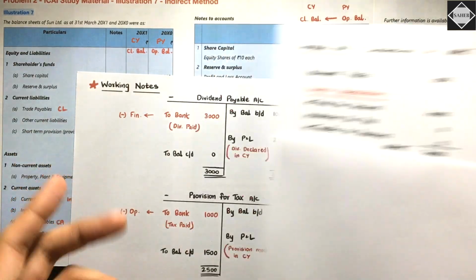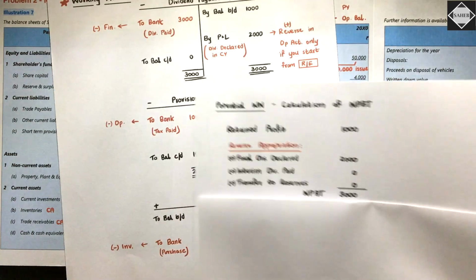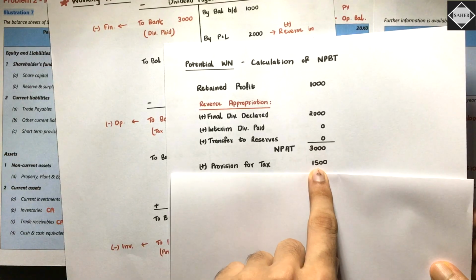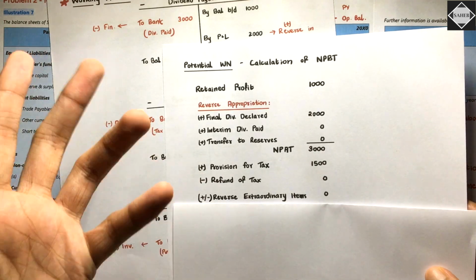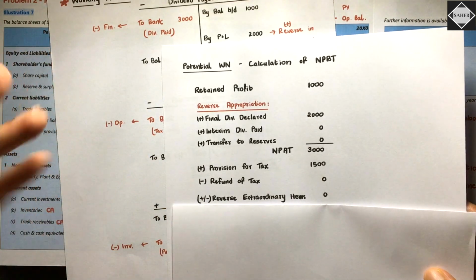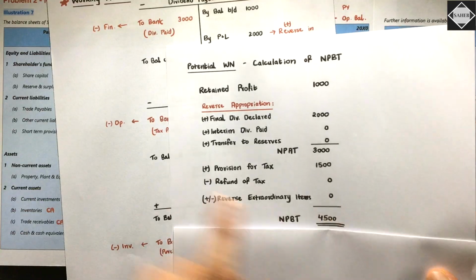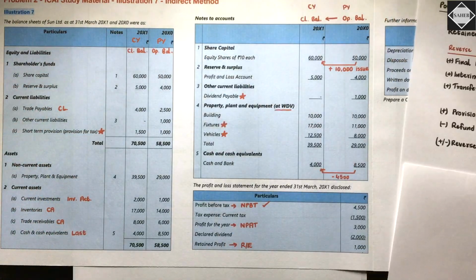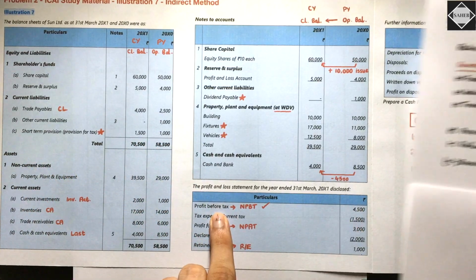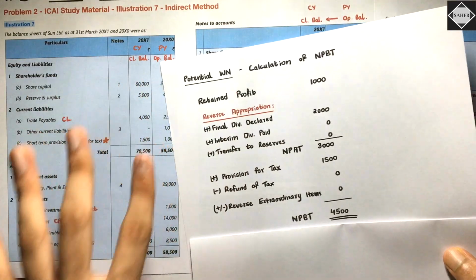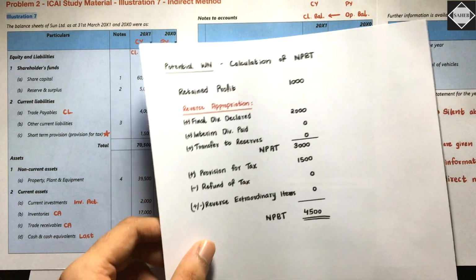You will get net profit after tax, and then you will reverse the tax. See, here tax you have 1,500, isn't it? Provision that you have made in the current year. So that tax provision you will add back, 3,000 plus 1,500. And then if there is any refund of tax, that also you have to subtract. If there is any extraordinary item, that also you have to reverse by doing the opposite of what has happened in the P&L. So ultimately you will reach net profit before tax, 4,500. Is it clear? This is how you have to do it. From 1,000 retained profit, after all adjustments, we reach 4,500 profit before tax. This is what you would have done if you didn't have net profit before tax in the question. Is it clear? So this is a potential working note.